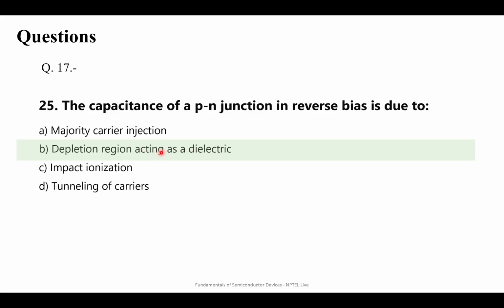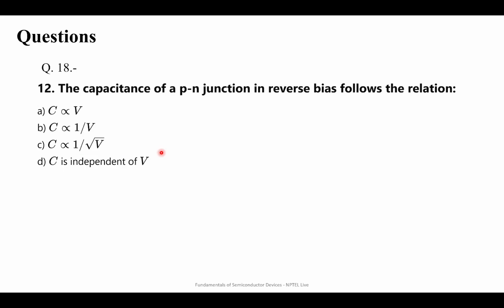So in a reverse bias, you have a big depletion region which is blocking your current. So it is acting as a dielectric. Hence, you are getting a capacitance. The capacitance of a PN junction in reverse bias follows the relation C is proportional to V, C is proportional to 1 by V, C is proportional to 1 by root V, C is independent of V.